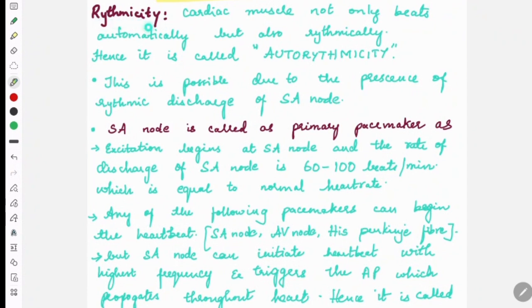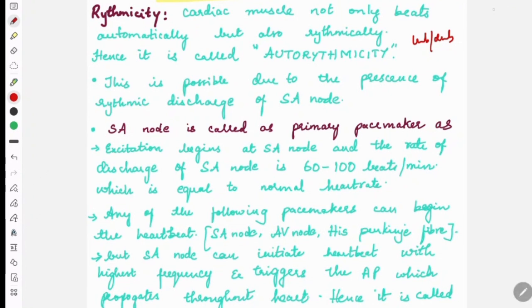So what is rhythmicity? The cardiac muscle possesses the property of beating rhythmically, that is, automatically. This is called autorhythmicity. Not only is it automatic, but it is also rhythmic. That means the lub and dub. These are the two sounds that we hear in the heart, and they are rhythmic. The contraction of ventricles leads to this rhythmicity. This property, rhythmicity along with automaticity, is called autorhythmicity.